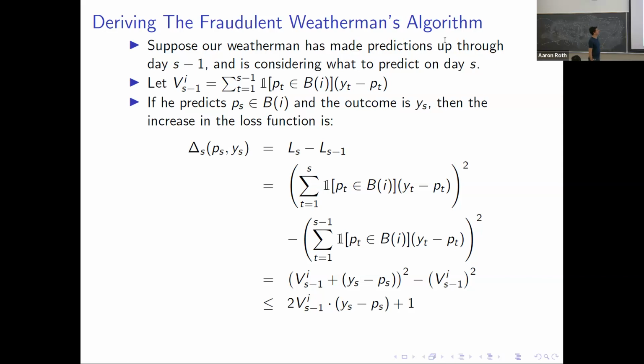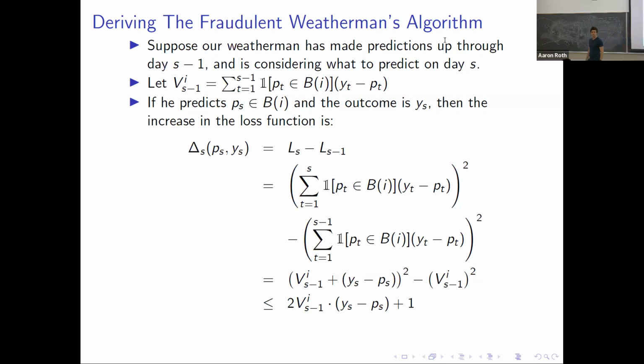Plus the square of the difference between today's outcome and today's prediction. I don't know what that is, but the outcome is 0 or 1, the prediction's between 0 and 1. So whatever it is, its square is at most 1. Okay, so I can upper bound the increase in my squared calibration loss because of today's outcome, if I play something in bucket I, by twice my calibration loss in bucket I as of yesterday, times the difference between the outcome and my prediction, plus 1.